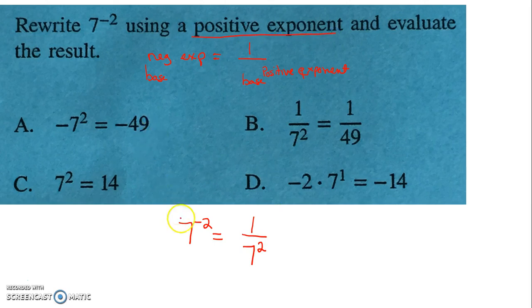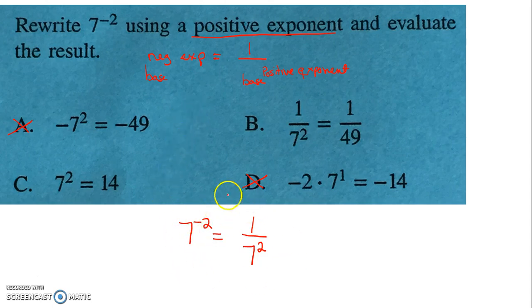You can check that on your calculator. If you plug in 7 to the negative 2 on your calculator, you'll get some decimal. If you do 1 over 7 squared on your calculator, you'll get the exact same decimal. They represent the exact same number, and it's not a negative number. I can tell you they gave you A, they gave you D, because they wanted to see if you accidentally thought negative exponents meant negative numbers, and they certainly don't. They're teeny tiny distances.